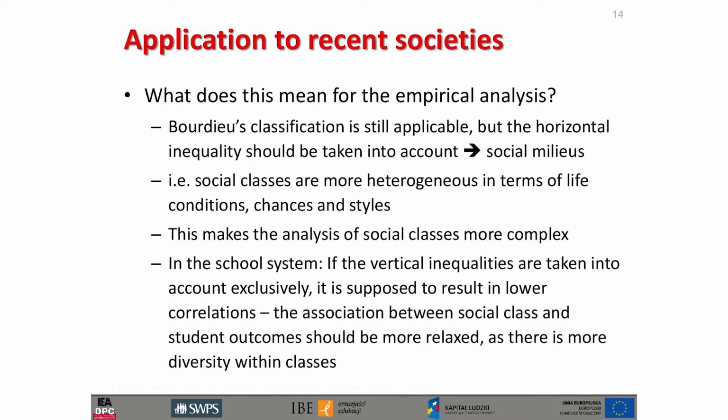That is, social classes are more heterogeneous in terms of life conditions, chances, and styles. Of course, this makes the analysis more complex. And in the school system in particular, if the vertical inequalities are taken into account exclusively without considering the horizontal inequalities, it is supposed to result in lower correlations. So the association between social class and student outcomes should be more relaxed, as there is more diversity within classes. So we have not only the diversity between the classes that Bourdieu described, but also within each class, there is a certain level of diversity.